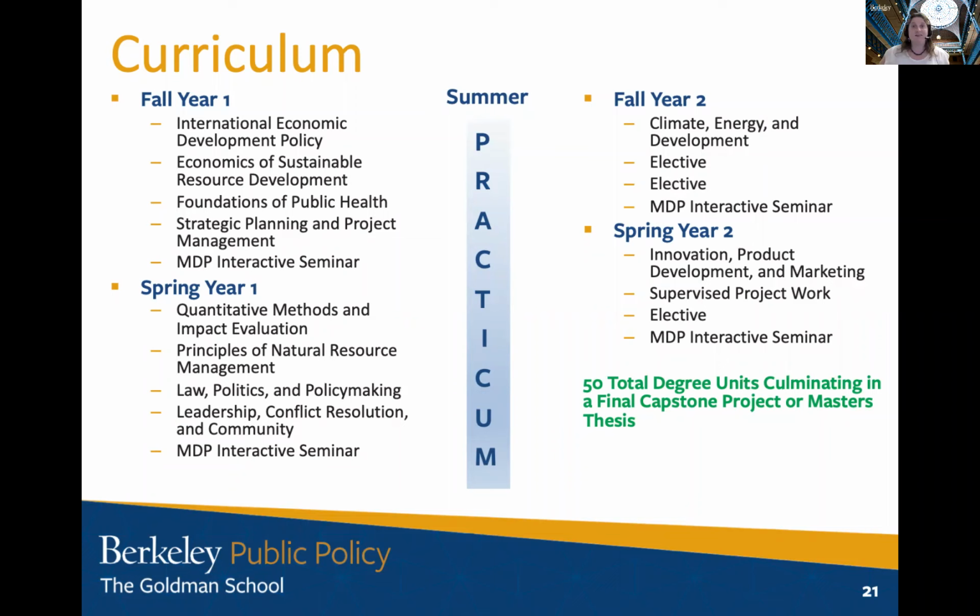So here we can see the curriculum for our program. The MDP program is a total of 50 units, including 10 core classes and a weekly interactive seminar. The first year of the program is designed to tackle a lot of the core and broad foundational skills and knowledge that is required for any development practitioner through interdisciplinary study. In this first year, students complete courses in economics, decision-making, science, leadership, public health, management, and policy. And in the second year of the program, they can focus and specialize in a specific area.